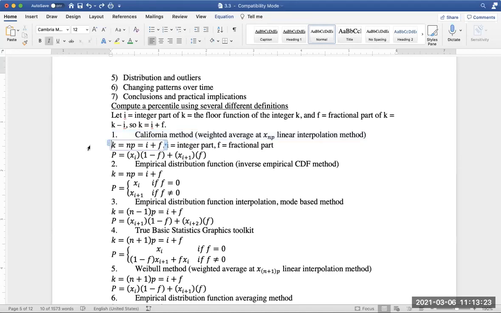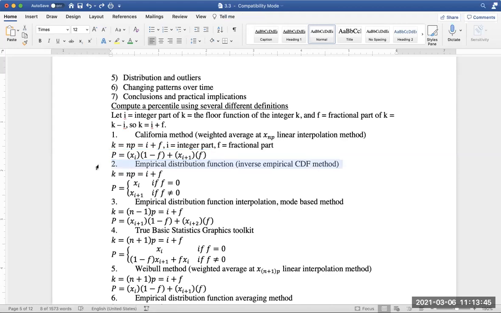So K is equal to NP. And the formula says that to find the percentile, it's just X sub I times 1 minus F plus X sub I plus 1 times F.